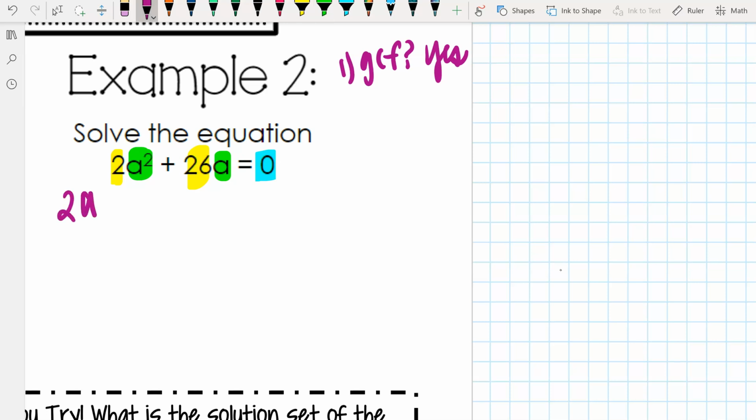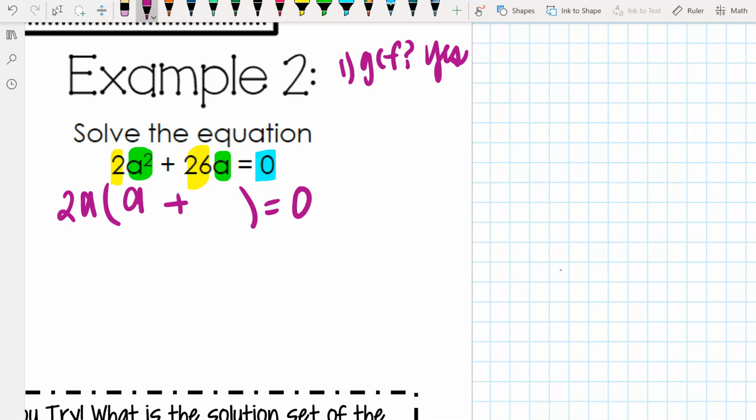So if I take out a 2a, my first term, to get 2a squared, I should have an a in my first spot, so that 2a times a gives me 2a squared.